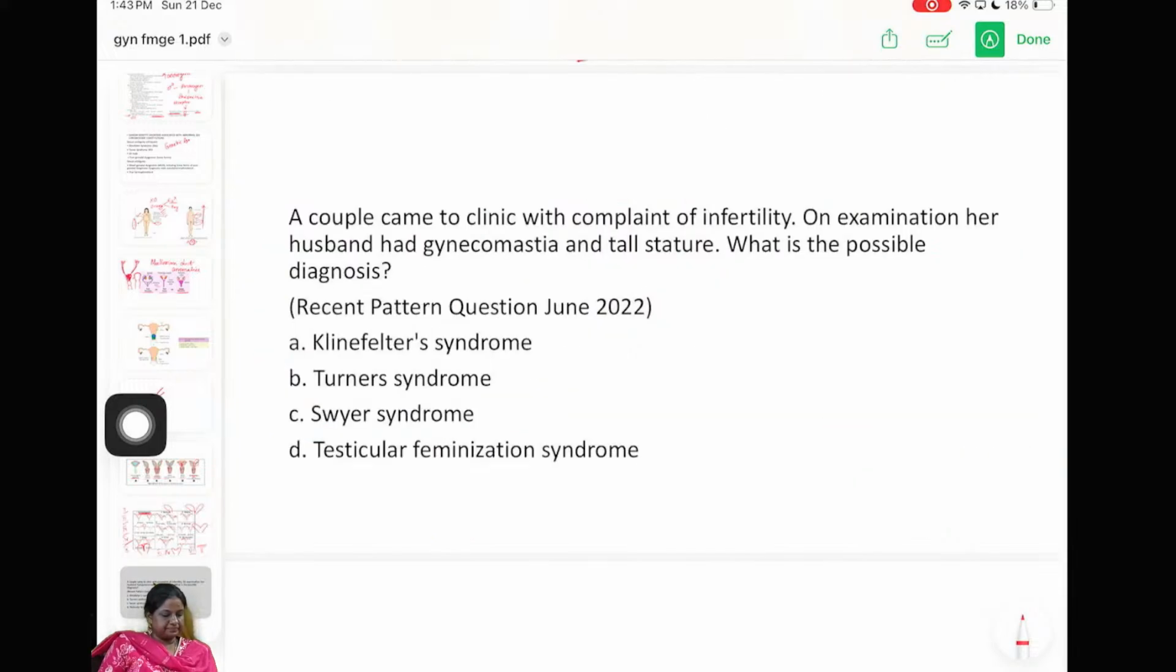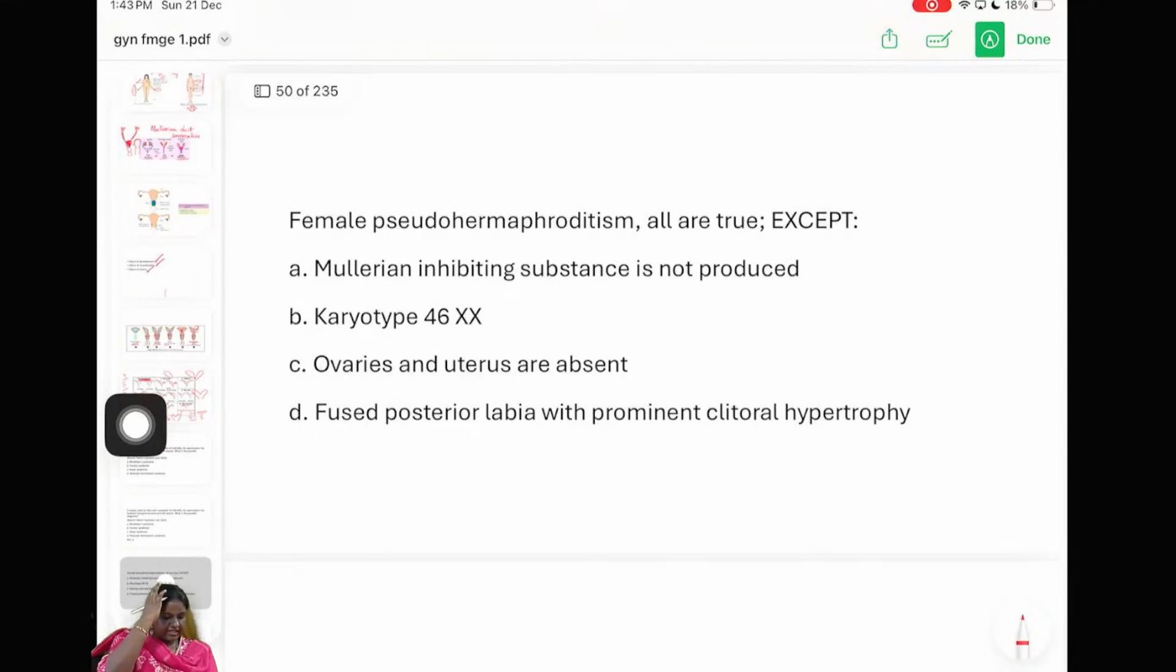Now, answer. Very good. Klinefelter's. Female pseudohermaphrodite. All are true. Female pseudohermaphrodite is a female presenting as a male. What is true?